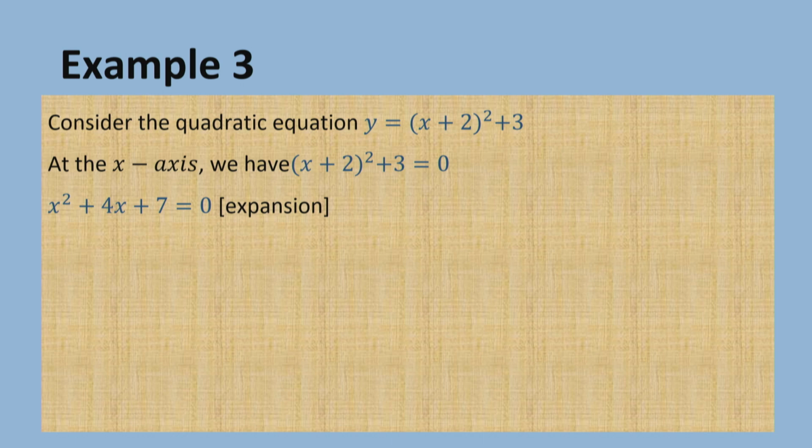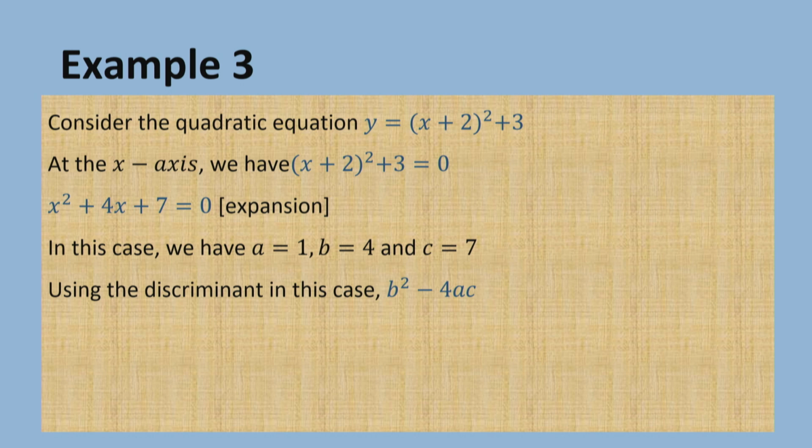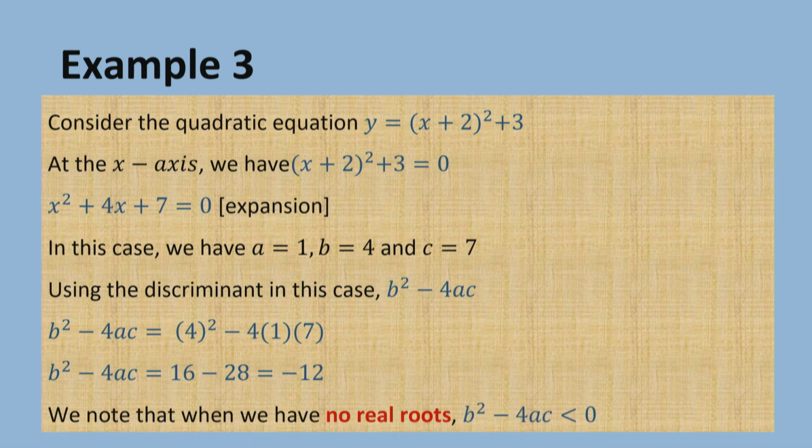Right. Now, the coefficient of x squared is 1, that is a equals 1. b will be equal to 4 and c equals 7. So, we use the discriminant, b squared minus 4ac. What are we going to get? Well, b is 4, so 4 squared minus 4 times 1 times 7. That will be 16 minus 28, and 16 minus 28 is minus 12. What do we say? Well, we say that when we have no real roots, b squared minus 4ac is less than 0.